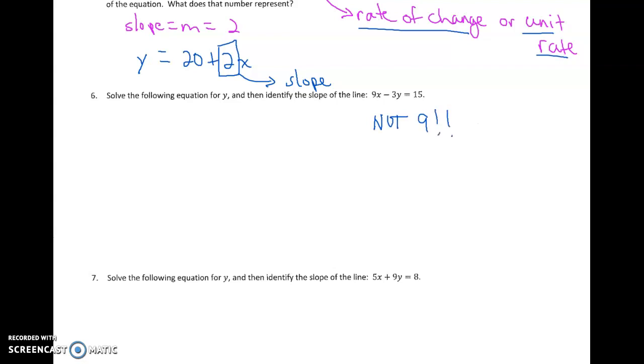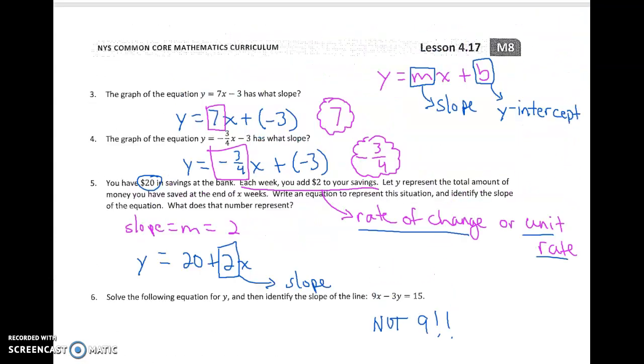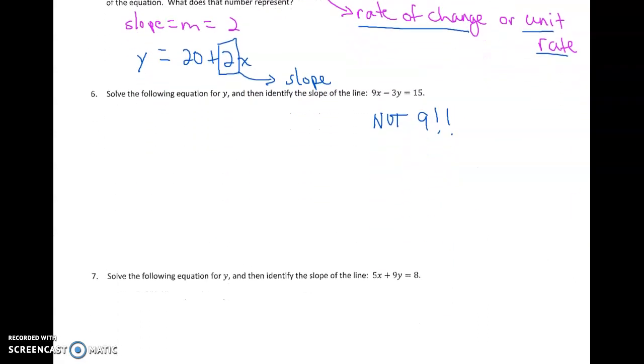No. Because this isn't in slope-intercept form, we can't just say it's always the coefficient of x. It's only if it is in y equals mx plus b form: y equals a number times x plus b, the y-intercept.